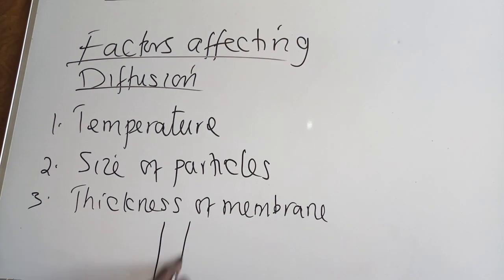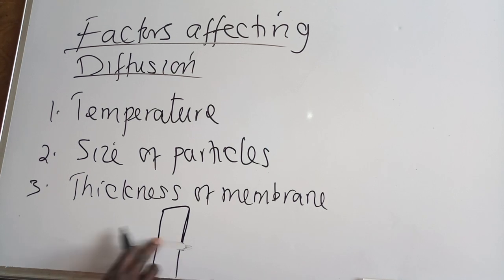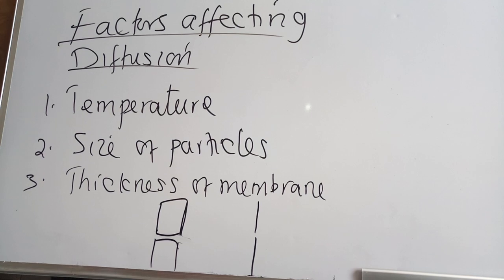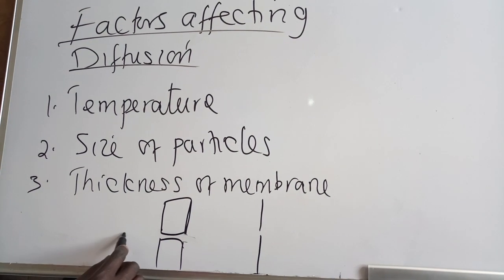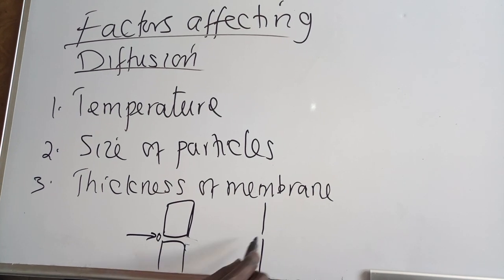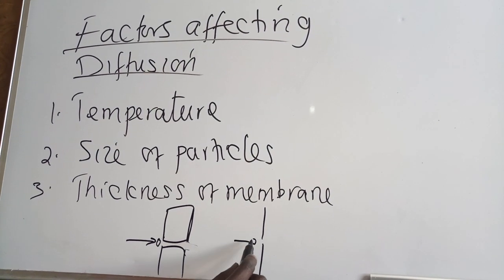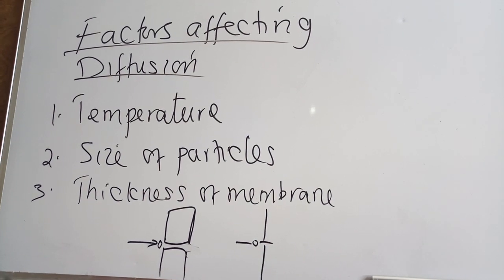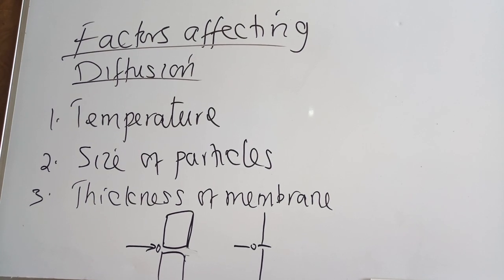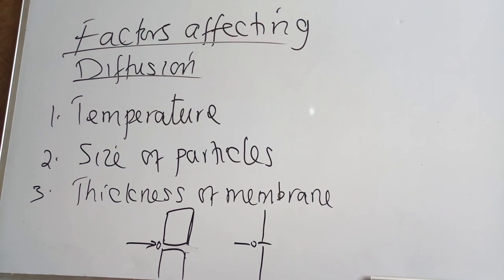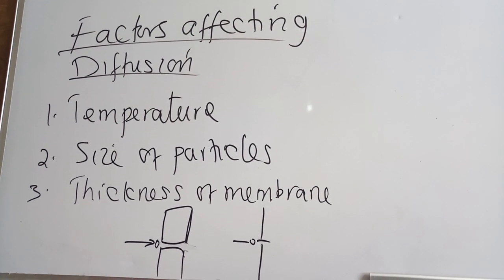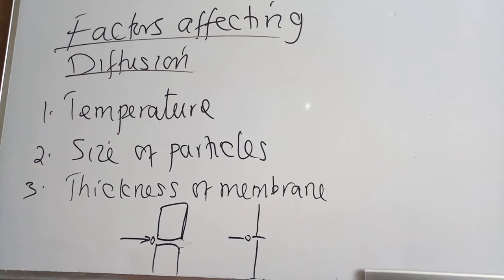For example, if we take this to represent the thickness of a cell membrane, and then maybe this other one also to represent thickness of a cell membrane. Since this cell membrane is thick, it will take molecules of particles a long time to pass across. In this other one, if a particle is to move across the cell membrane, it will take a short time. So it means if a cell membrane is thick, the rate of diffusion will be slow because particles cover a long distance to pass across the cell membrane. If a cell membrane is thin, the rate of diffusion is fast because particles take a short time to pass across the cell membrane.